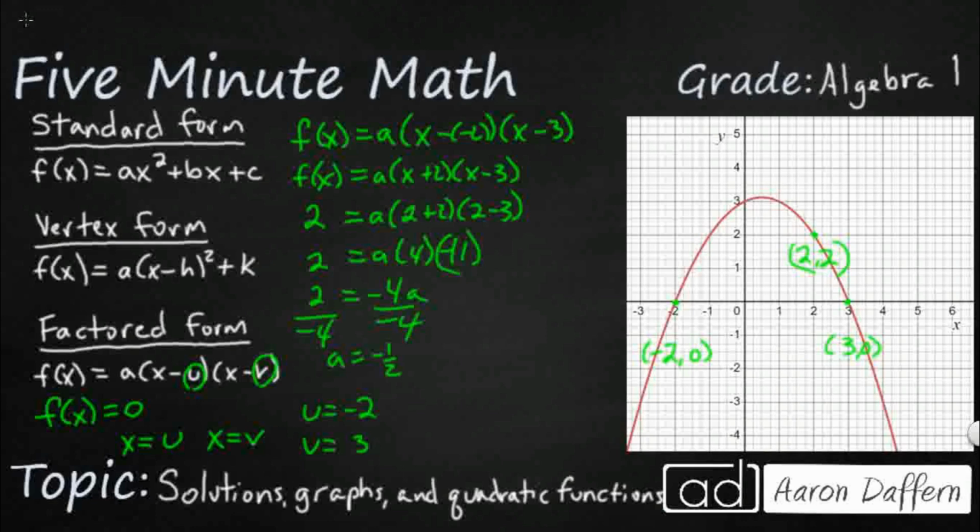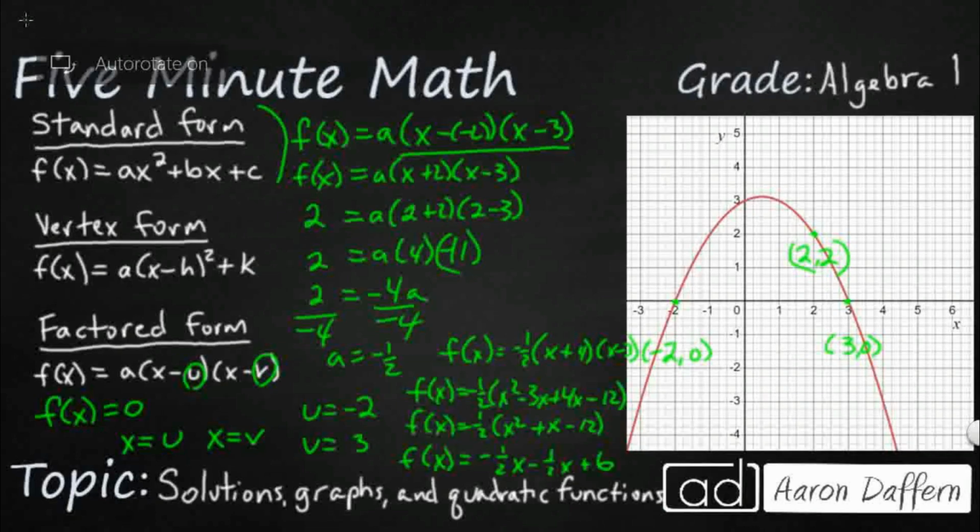Now, how do we turn this into our standard form right here? Well, what we do is we put it back in. We say f of x equals, now we know it's -1/2, and we plug it right back into here, right? x plus 2 times x minus 3, and now we factor that out to get the standard form. When it's all said and done, we get this standard form here: f of x equals -1/2 x squared minus 1/2 x plus 6.